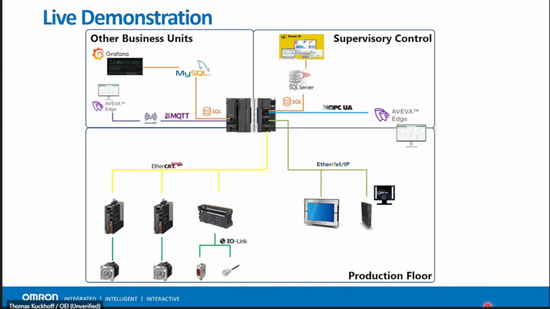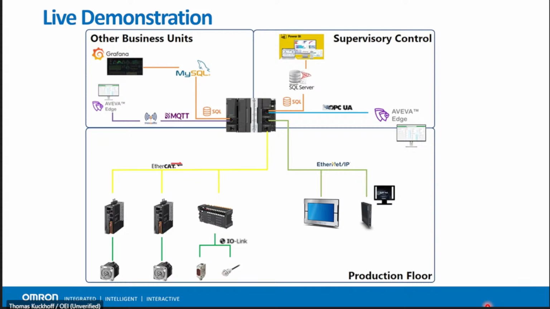So before we connect to high-level platforms such as SQL databases or SCADA platforms, we first have to decide what hardware we are going to use, right? So in order for us to get the maximum amount of data from hardware, we have to use hardware that is capable of providing that data. So if we look at the production floor, you'll notice that we do have all of our motion and I/O standardized on EtherCAT.